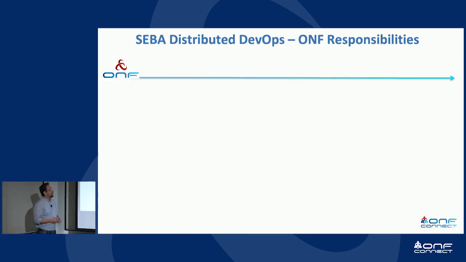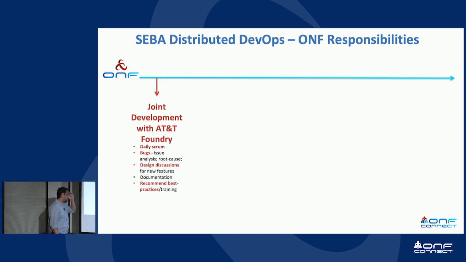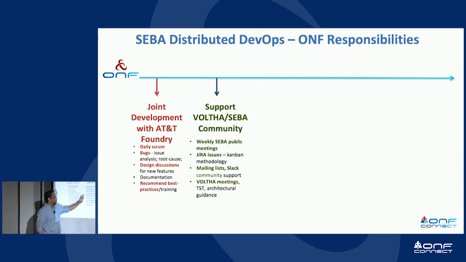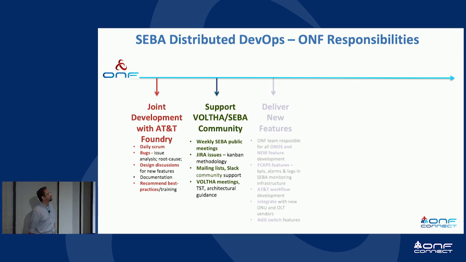So it's a very rich and vibrant community, the VOLTHA plus SEBA community that has built this together over the last year. ONF itself has a number of different responsibilities. Of course, it's this joint development that we work very closely with the AT&T Foundry, daily scrums, bugs, design discussions, and so on. We also, of course, support the VOLTHA and SEBA communities through mailing lists, and we have regular meetings about JIRA issues and so on. So there's a lot that goes into supporting the community and driving the community and helping the community thrive.